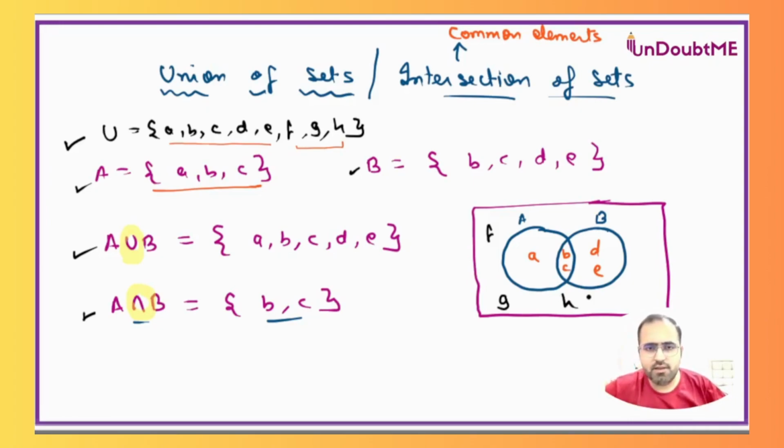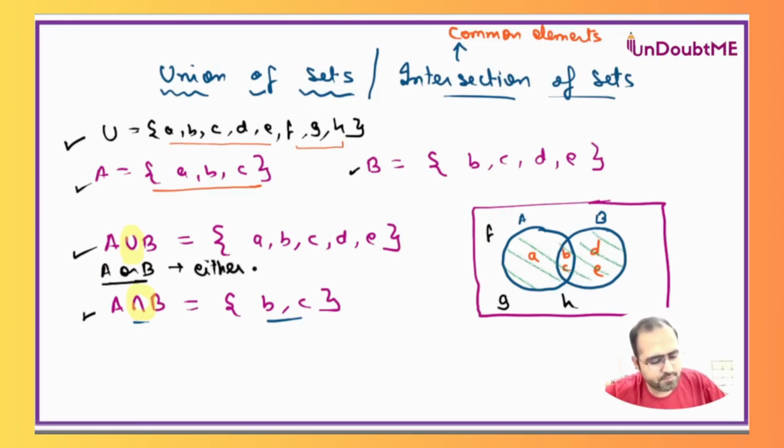So this completes the overall representation of a universal set A, B, C, D, E, F, G, H, which has sets A and B. Then we can see A union B. A union B, as per this, will be this whole shaded part, which will have both A and B. We normally write A union B as A or B, and the meaning of A or B is that it will be either A or B or both.